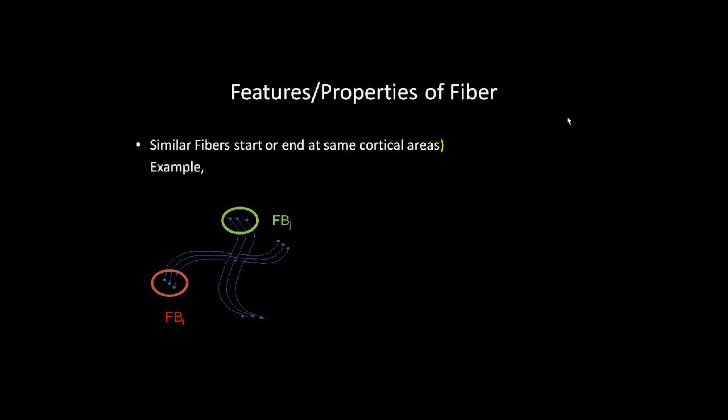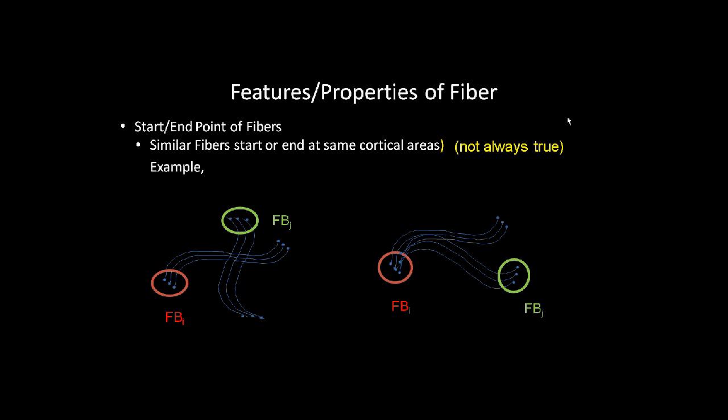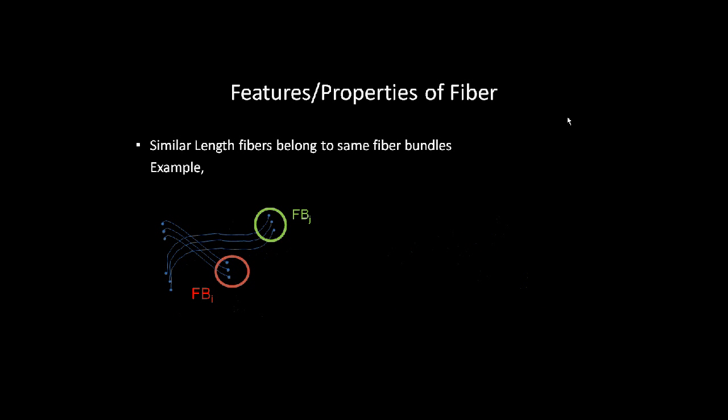Now I want to note some properties of the fiber tracking. Similar fibers start and end in the same cortical area. However, there are exceptions to this rule where the same cortical area projects to two different areas. So this is a useful feature, but by no means necessary and sufficient.